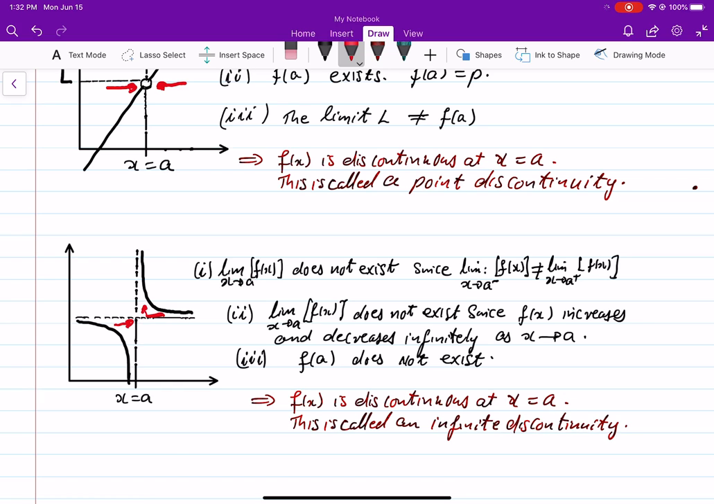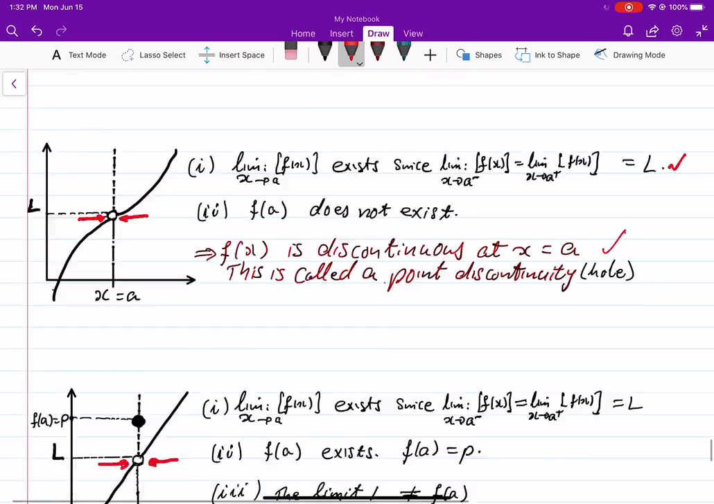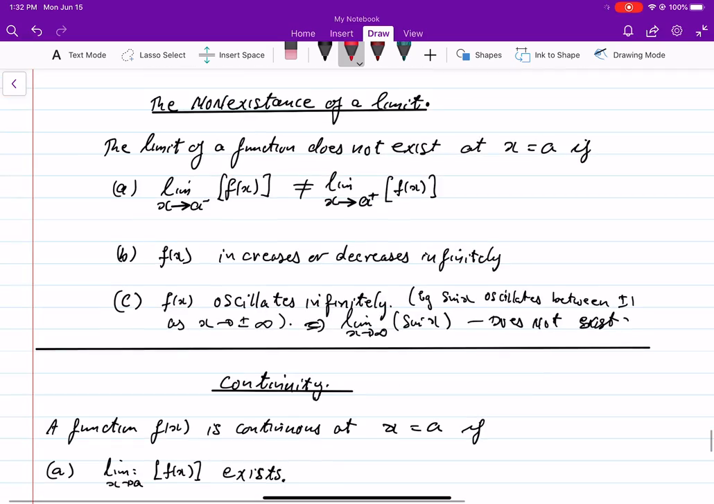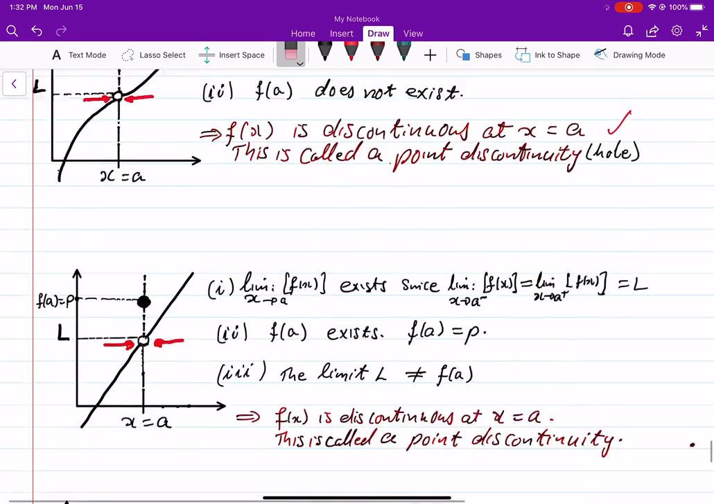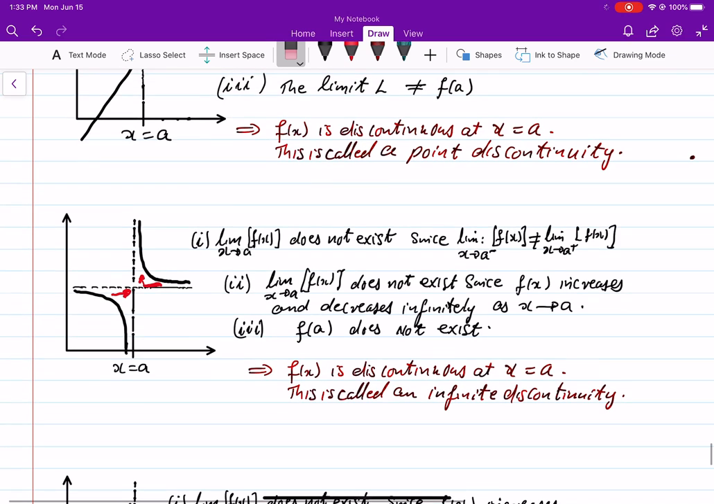However, this is an infinite discontinuity, as we saw above. Let me show you back again. If the function here, right there, if f of x increases or decreases infinitely, then the limit doesn't exist. And that's exactly what's going on in this example. The function is increasing and decreasing infinitely. So the limit doesn't exist since f of x is increasing and decreasing infinitely as x is approaching a, and f of a does not exist. F of x is therefore discontinuous at x equal a. This one is called an infinite discontinuity.